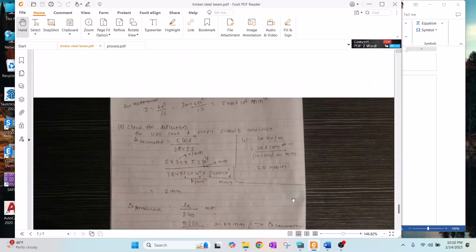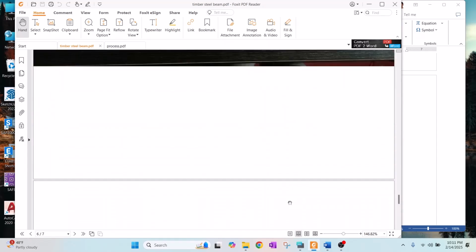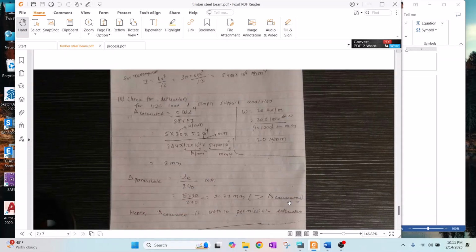And the last one, after checking for shear, we also need to check whether the section size is okay for deflection or not. So the next step is check for deflection. For a uniformly distributed load and simply supported condition, the value of deflection can be calculated using this equation, that is 5 W L to the power 4 divided by 384 E I.